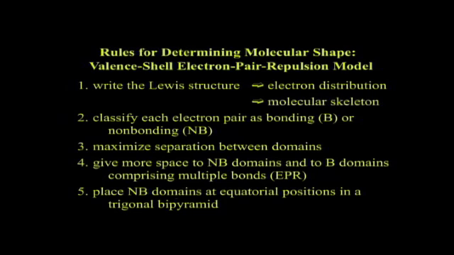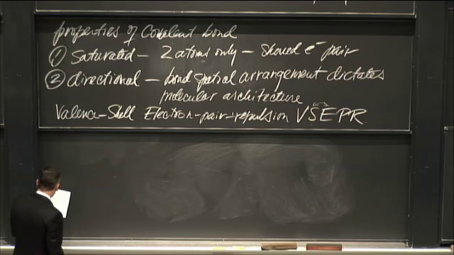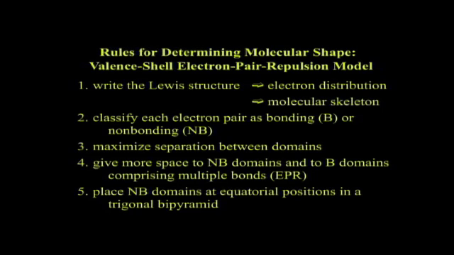And that is the scheme that's up here. So I'm going to go through some examples and show you how you can start with electronic structure and figure out what the molecular architecture is. So I'm going to follow this. First thing we're going to do is write the Lewis structure. And the example I want to start with is sulfur hexafluoride. So the question is, what is the molecular architecture of sulfur hexafluoride? Can we predict the shape?